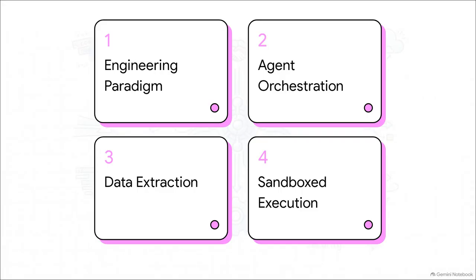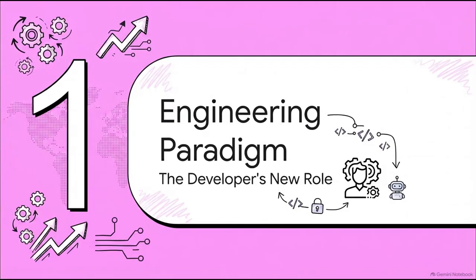So, our roadmap for today covers 4 key areas: the engineering paradigm shift, programmatic agent orchestration, structured data extraction, and secure sandboxed execution. Let's kick things off with Section 1, the engineering paradigm shift.